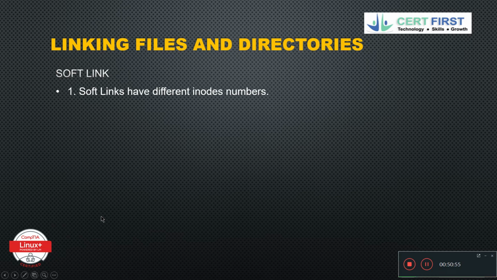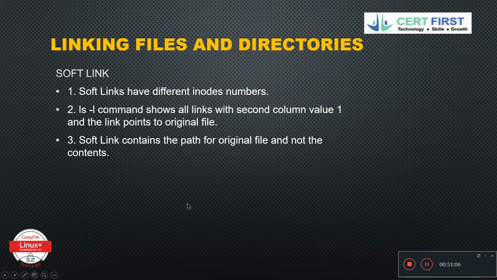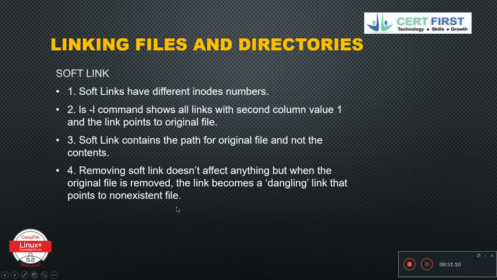So the soft links have different inode numbers. The hard links will have the same numbers. The ls -l command will show all links with a second column value of 1, and that link points to the original file. The soft link contains the path to the original file and not the contents. If you remove the soft link, it doesn't affect anything, but when the original file gets removed, the soft link is essentially just stuck there, pointing to a non-existing file. A soft link can link to a directory, however.